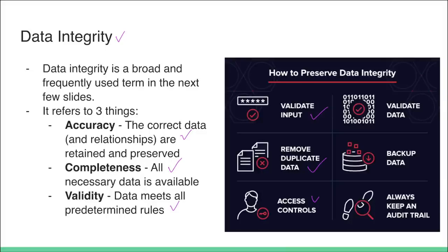And audit trails also help in that, so we can see who's changing what. And backing up data is another way to preserve data integrity because if something goes wrong, for example, if we lose some data, we can back that data up and we can maintain the completeness of the data in our database. So you just need to know that data integrity just basically means that everything's good in the database.